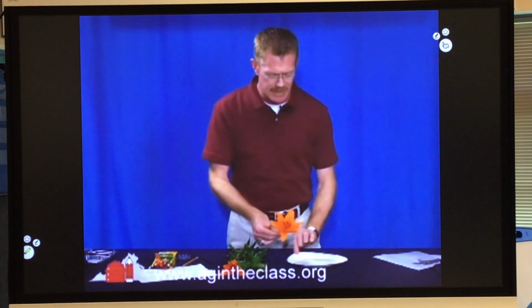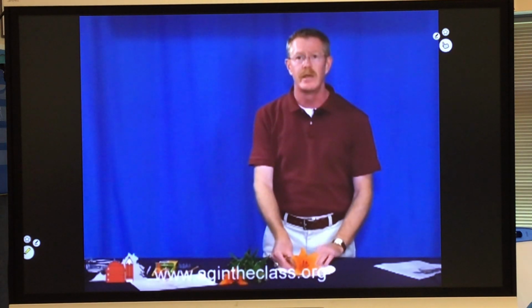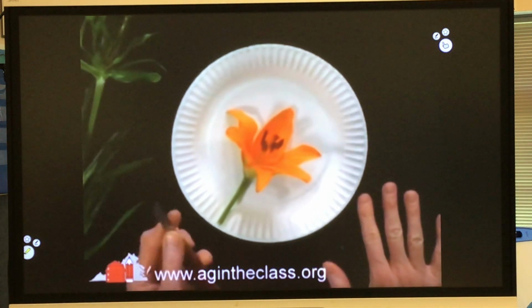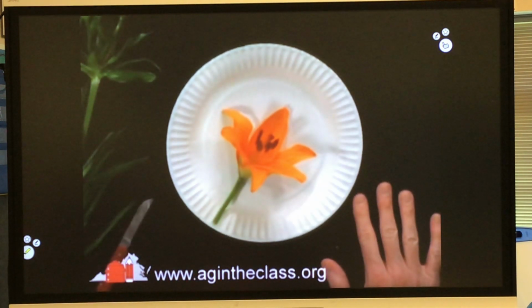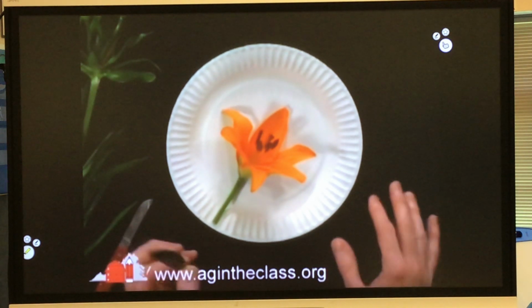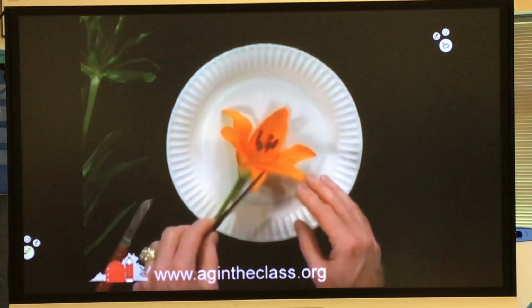Remove the lily from the main stem. I recommend putting them on a paper plate or some type of surface to actually cut. I'm going to use a sharp knife for our demonstration purposes, but with the students, I recommend using a plastic knife so they don't cut their fingers, but it will still cut through the plant material because it's very soft.